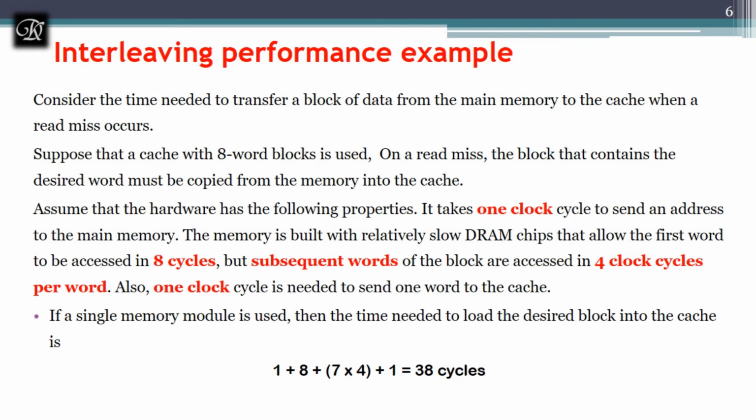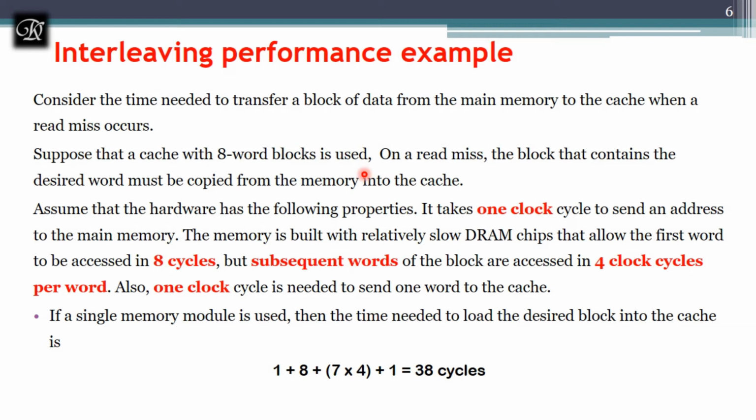So here they have given an example. Consider the time needed to transfer a block of data from the main memory to cache when a read miss occurs. When there is a hit, we need not worry. When there is a miss, then only we have to worry. Suppose that a cache with 8 word blocks is used. The cache is having 8 word blocks.